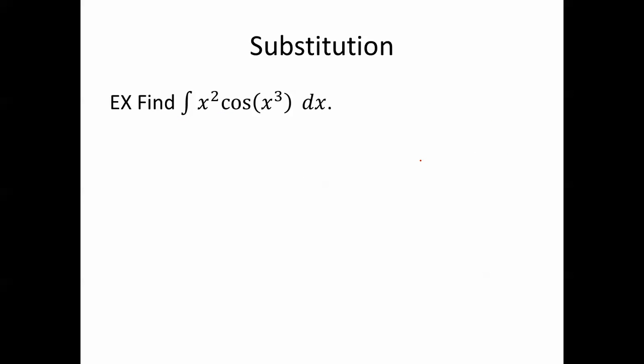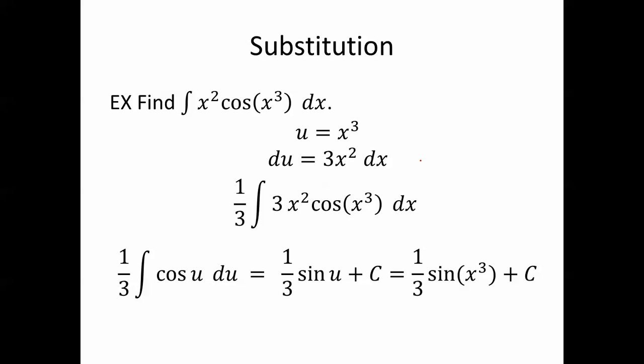Find the integral of x squared cosine x cubed dx. Okay, so we're going to let u equal x cubed. Then du is 3x squared dx. We don't have a 3x squared dx, so we need to multiply the inside by 3 and the outside by a third. And when we do that, we get, okay, this stuff is going to be our du, so we've got cosine u du, 1/3 cosine u du.